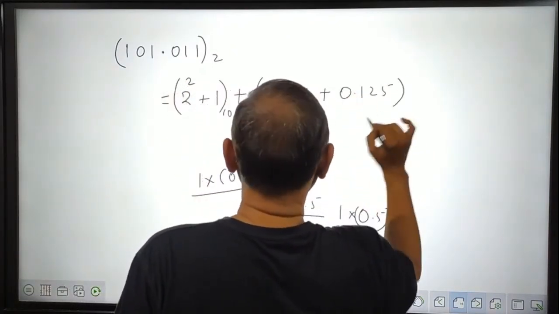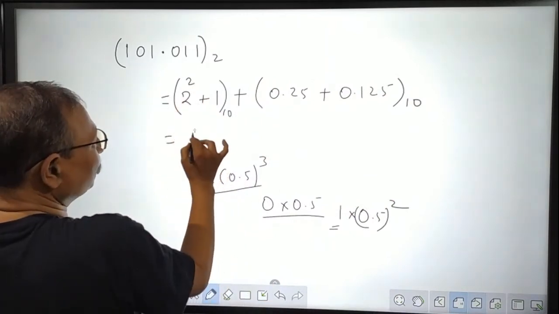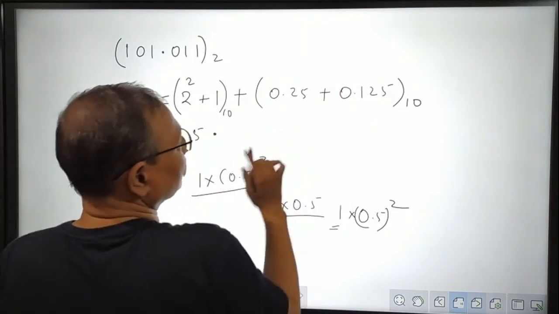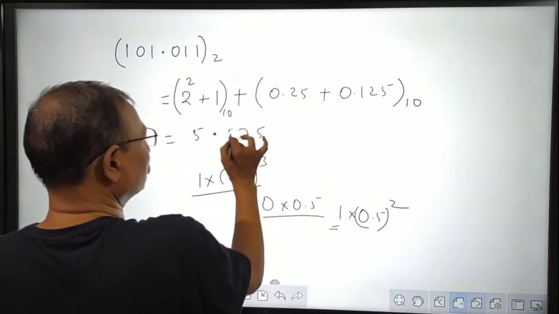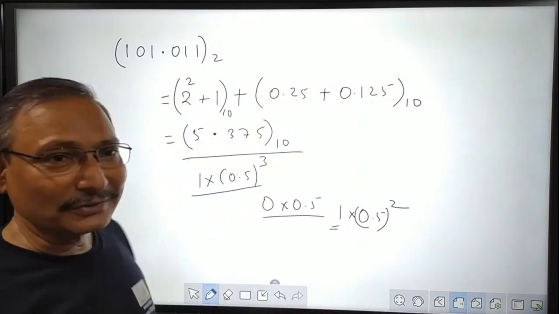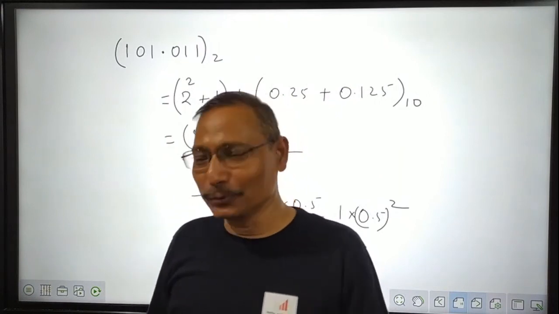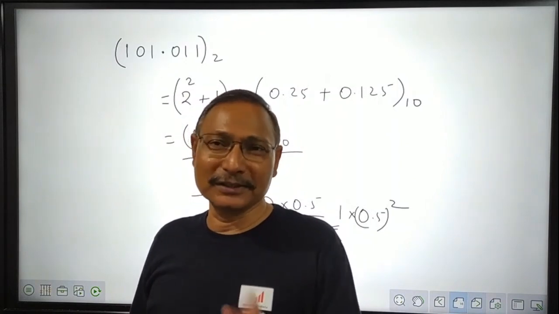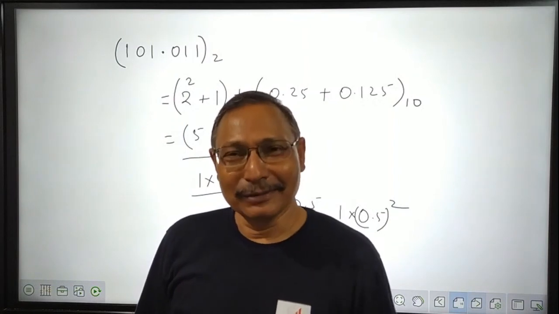And now we can simply write them together. It will give us 4 plus 1 is 5, and for the decimal part, 2 plus 5 is 7, 1 plus 2 is 3, so directly we can write them as 5.375. And this is the conversion of a mixed binary number into a mixed decimal number, and I hope you could understand it very well. And if you are facing any kind of difficulty, then go through the first and second video and then view this one. Have a nice day.